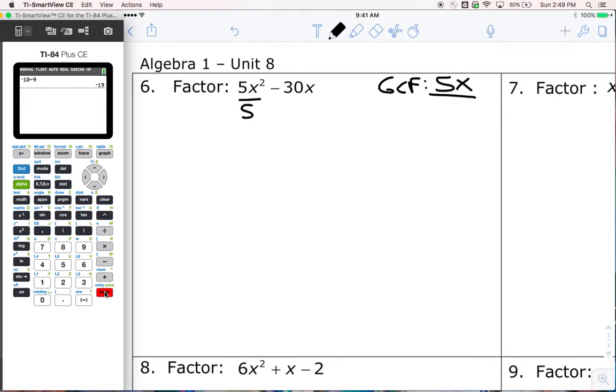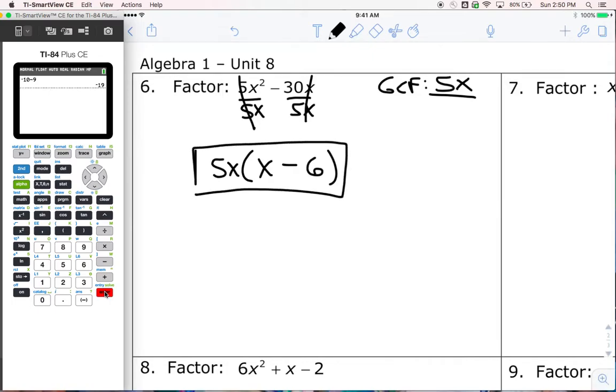Factoring means we divide out the common factor. So we put 5x outside parentheses and we figure out what's left. Well, 5 divided by 5 is 1, which cancels out. And x squared divided by x is just x. In the next term, the x's cancel. We've got negative 30 divided by 5, which is negative 6. And that's it, right? That's my final answer.